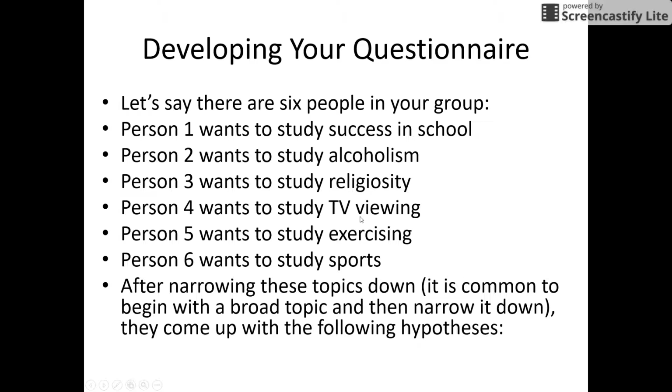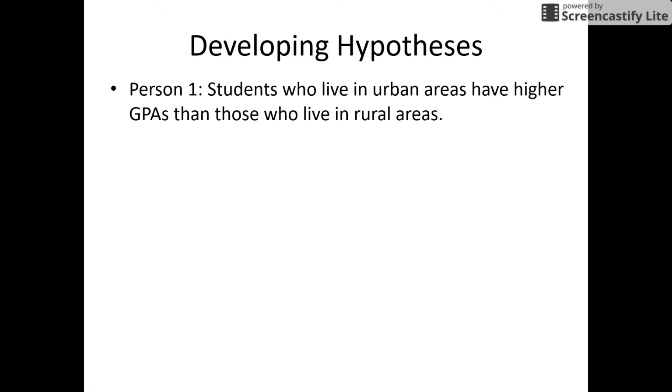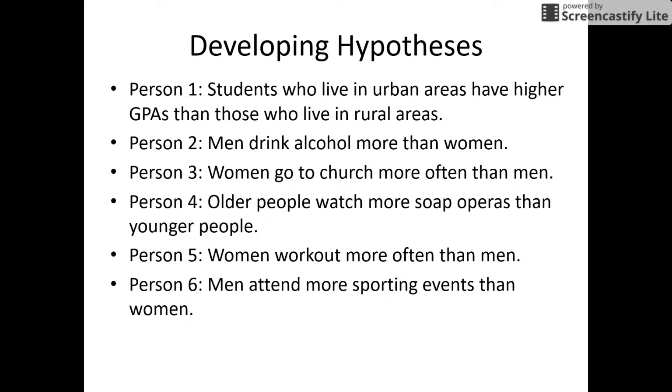So let's say that the following 6 people develop the following 6 hypotheses. Here you go. Urban areas and GPA, sex, alcohol, and you can see on down here. So there are 6 hypotheses. But how many unique variables are there in these hypotheses? Well, there's 1, where you live, urban, rural, 2, GPA, 3, sex, 4, alcohol consumption, 5, church attendance, 6, age, 7, soap operas, 8, working out, and 9, sporting events.